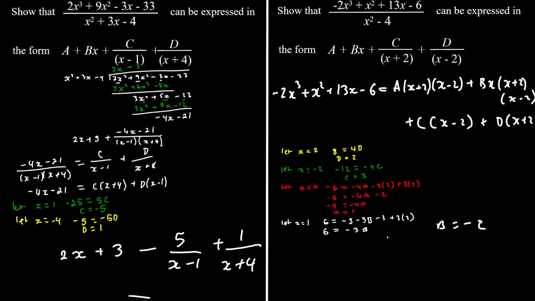So we have 1 minus 2x plus 3 over x plus 2 plus 2 over x minus 2.